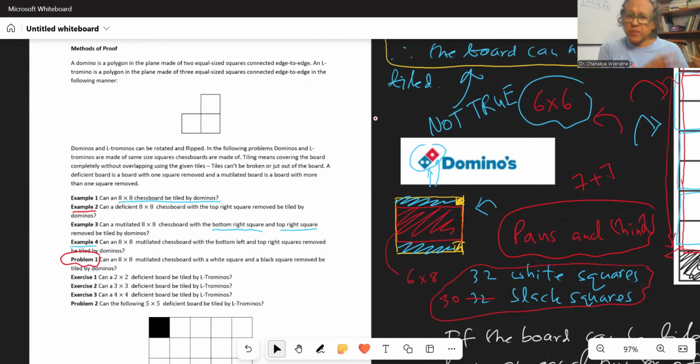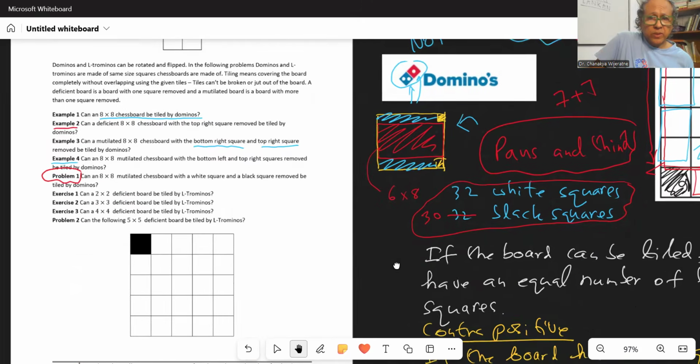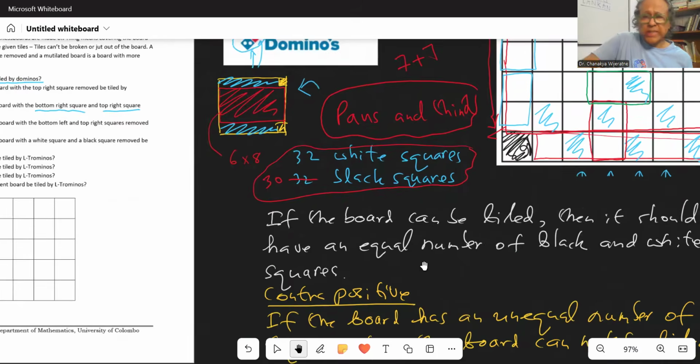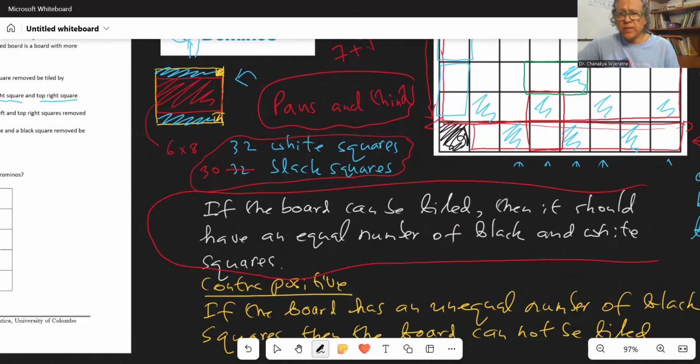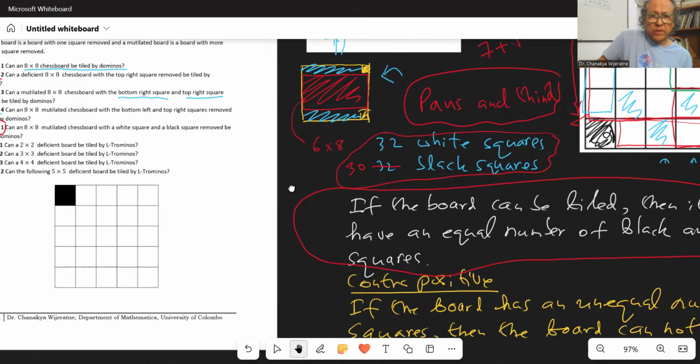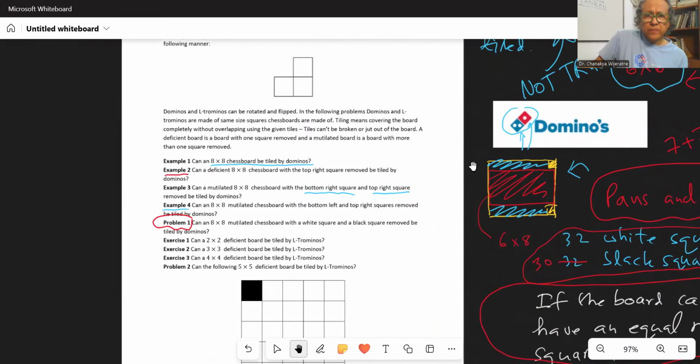Okay. Just because it has an equal number of black and white squares, it need not be tiled. So now you can see that it's a converse of this theorem, right? The converse of this statement, right? So if the board has an equal number of black and white squares, the board can be tiled. Converse. So is the converse true? All right. So we can find out, is the converse true here, right?